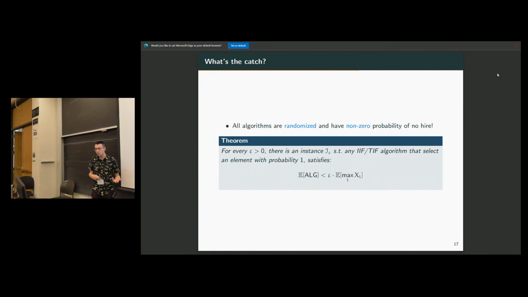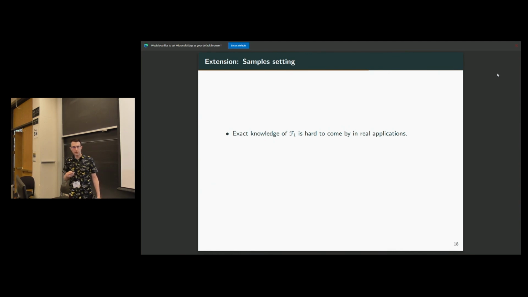And in fact, what we prove is that it's impossible to have any non-zero competitive ratio if you want your algorithm to hire with probability 1. Okay, and I'm not sure if I have time, 2 minutes.